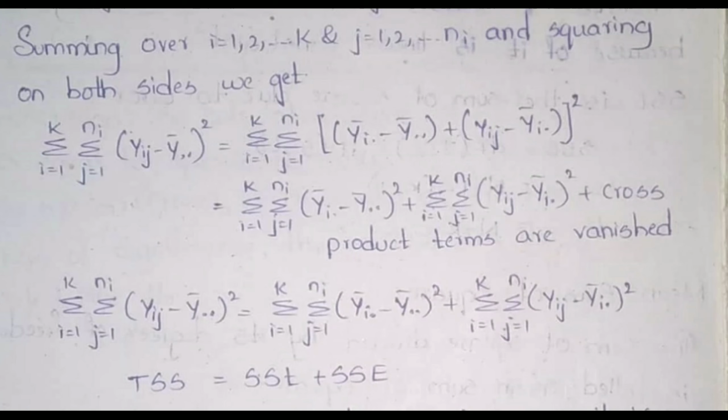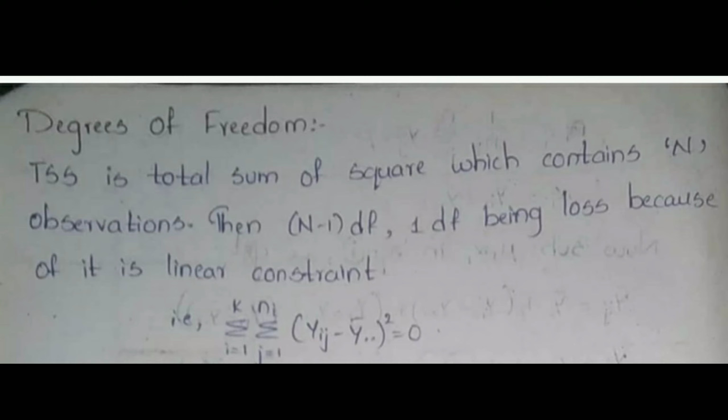TSS means total sum of square, SST means sum of square due to the treatment, and SSE means sum of square due to the error. After finding the sum of squares, now we write the degrees of freedom. For the total sum of square TSS, containing capital N observations, we get N minus 1 degrees of freedom. One degree of freedom is lost because it is a linear constraint.